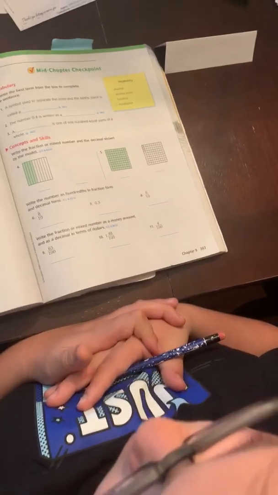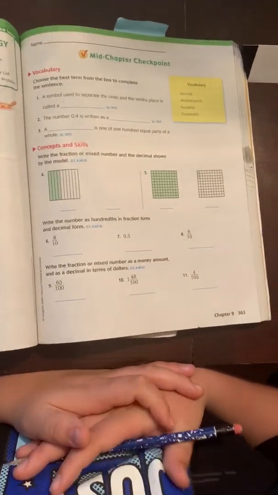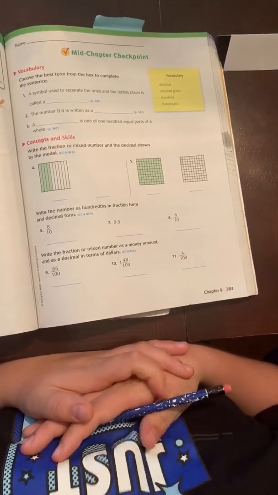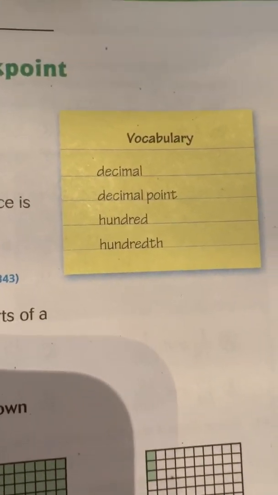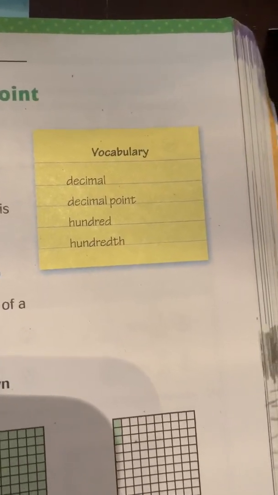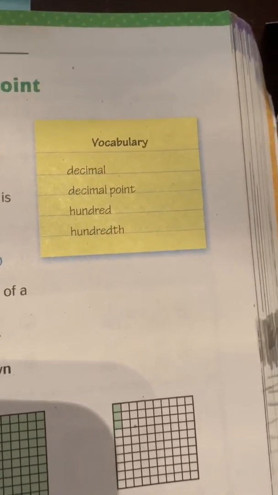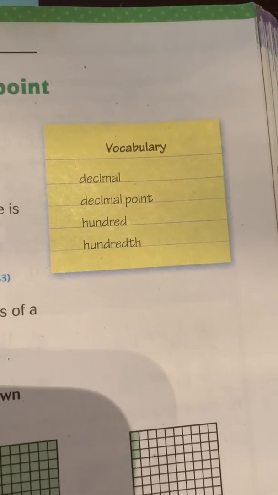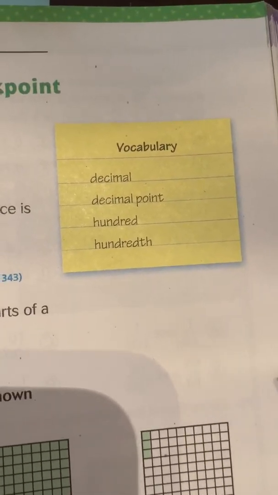As far as the mid-chapter checkpoint, it really is just the things that we've covered in chapter 9 thus far. Your vocabulary words are decimal, decimal point, hundred, and hundredth. And I want you to look at those last two as they look really, really similar.